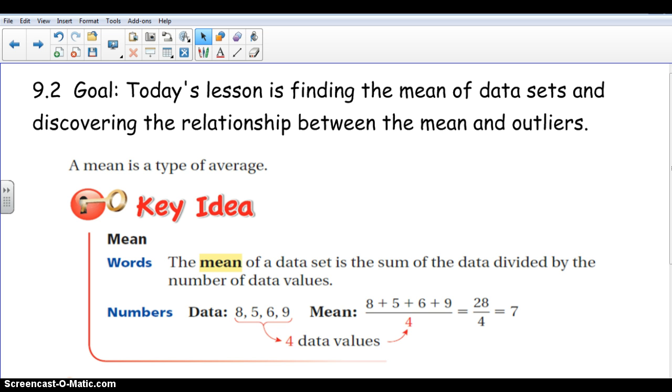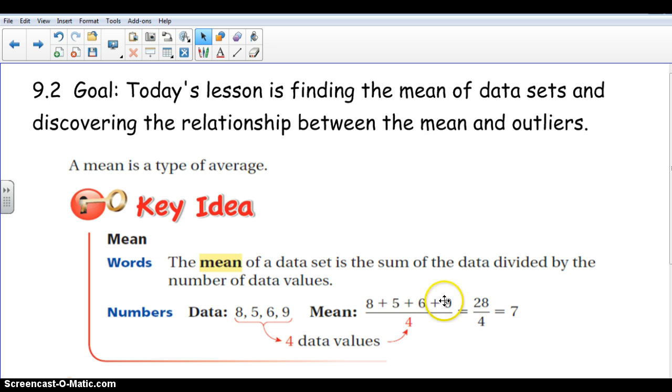A mean is a type of average, and you have vocabulary here that I want you to record in your notebook. But notice how they figure out the mean with this data. They just set it up a little differently. You do the same thing, but it just looks a little different here. Here are your numbers of data, and all they do is, just like you do, add them together and divide by the amount of numbers. There's 4 of them.